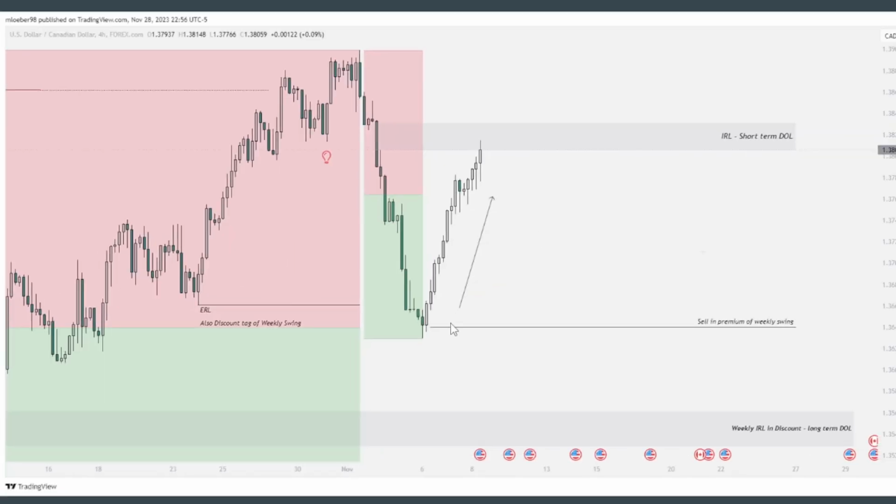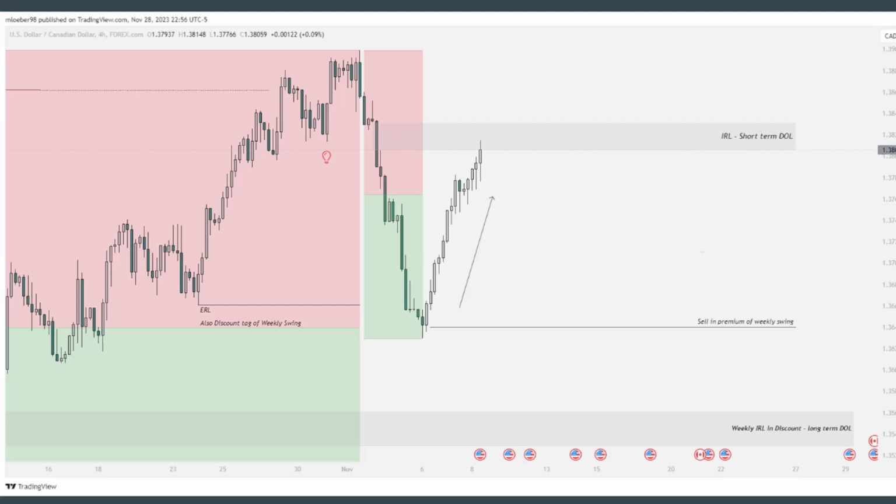Now, as you can see here, we got a clear directional swing retracing into that internal range fair value gap on the 4-hour. That was our short-term drawn liquidity, because again, our long-term drawn liquidity is the weekly bullish fair value gap. So we're still having a bearish bias, but we're just looking for retracements to then follow up again to look to go short.